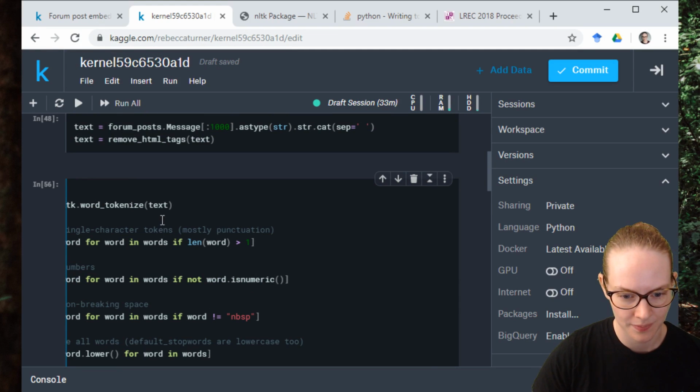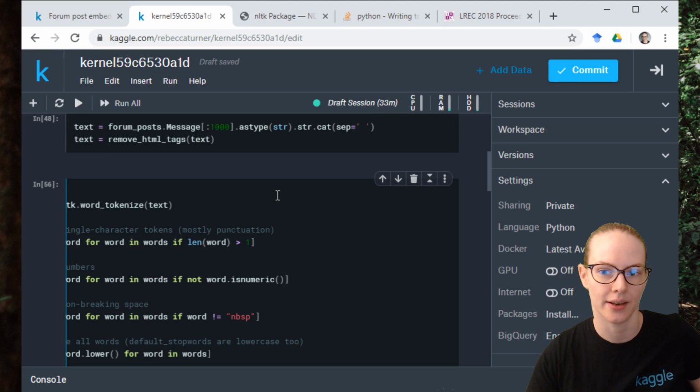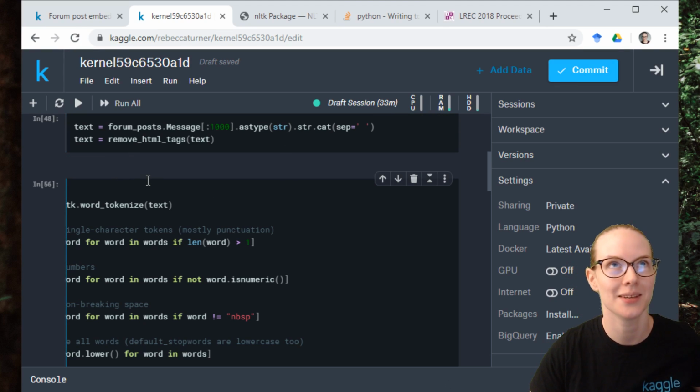Ismail says, are you running SQL on VS Code? No, we've been running SQL from within Kaggle kernels. Excuse me, Kaggle notebooks. So on Kaggle.